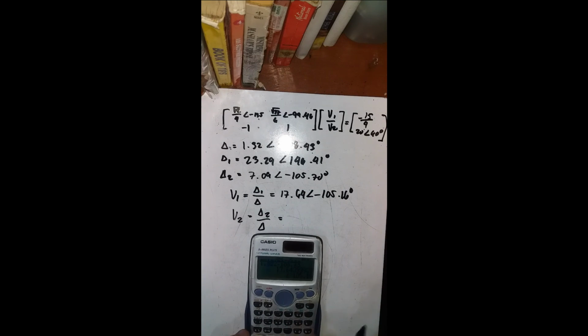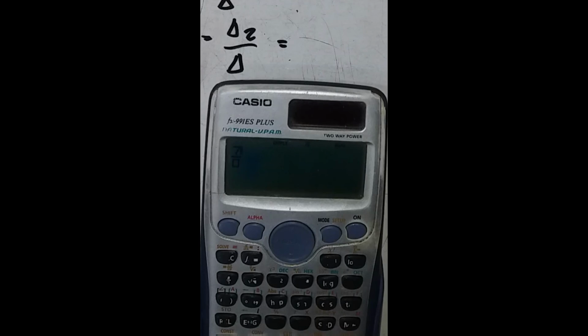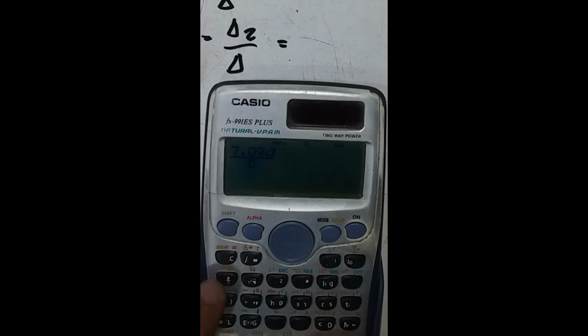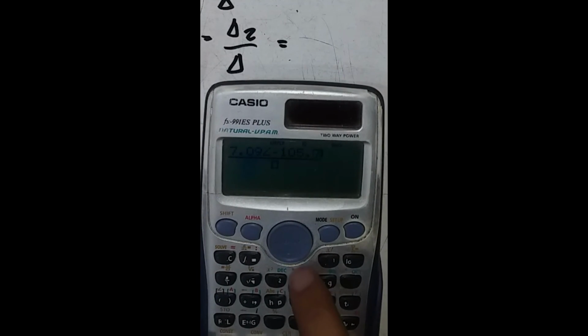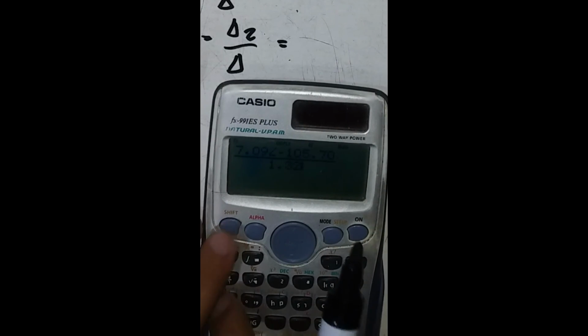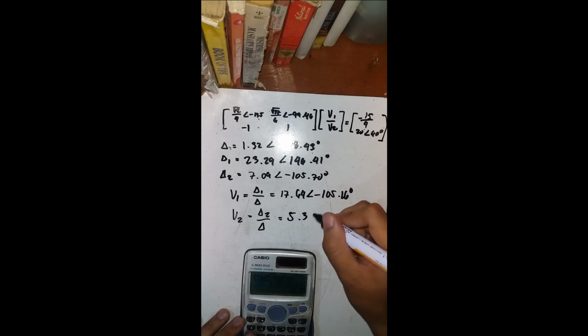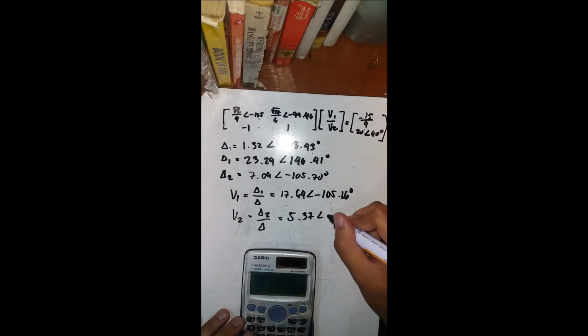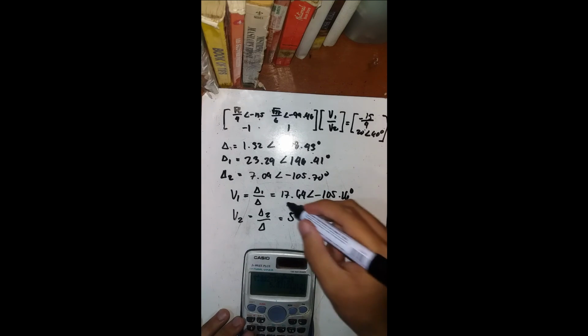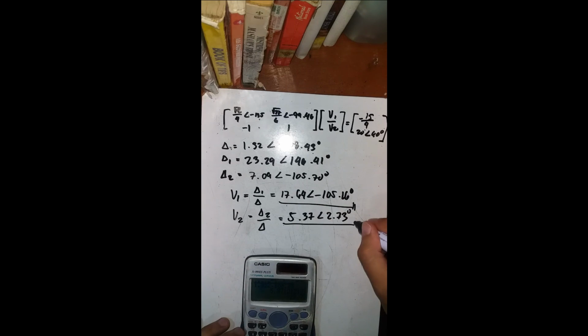Your V2 is also determinant 2 over your main determinant. So we have here 7.09 angle of negative 105.70 all over 1.32 angle of negative 108.43. And our V2 is 5.37 angle of 2.73. So these are my final answers.